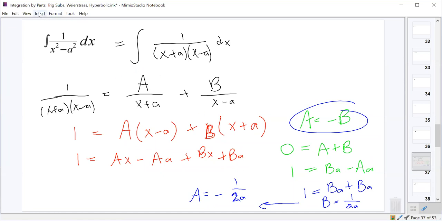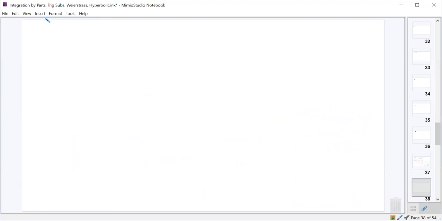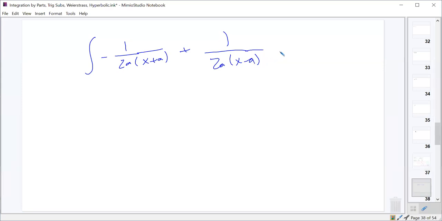So then we should be able to go back in and rewrite our integral. Our integral should now become an integral of negative 1 over 2a times (x plus a), and then plus 1 over 2a times (x minus a). Good or no? And what do they have in common? What constant do they have in common that can be factored out? 1 over 2a.